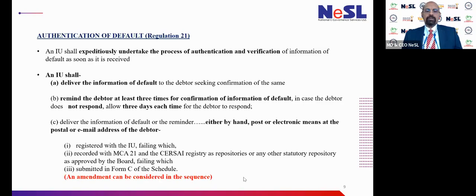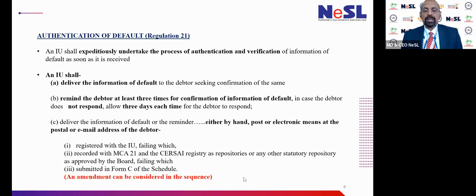So what it means is that we have seen on the top in B that the information utility has to remind the debtor at least 3 times for confirmation of information of default. So which email ID is to be used? For that a sequence has to be followed. The email ID which the debtor has used while registering with the IU. If that fails, then the email ID which is there with MCA 21 or CERSAI has to be used. And if that also fails, the email ID provided in Form C by the submitter of information, which is usually the financial creditor, is to be used.